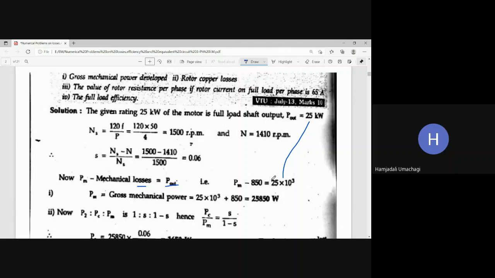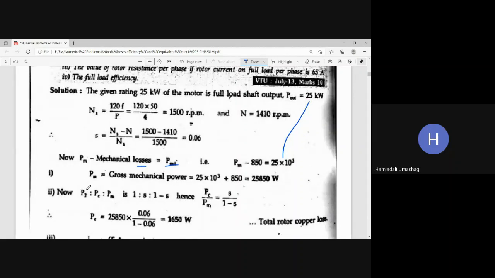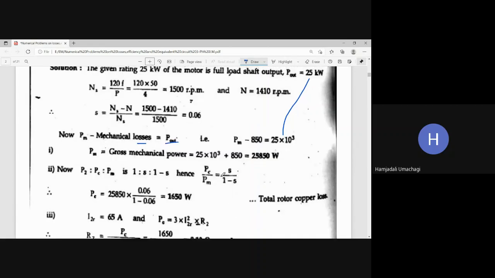Now secondly, we should calculate the rotor copper losses, that is the PC value. We know that P2 : PC : PM is 1 : S : 1 minus S. So using this formula, we take the ratio of PC by PM, which is S upon 1 minus S. From this we want PC, the rotor copper loss. Therefore PC is equal to S into PM upon 1 minus S.